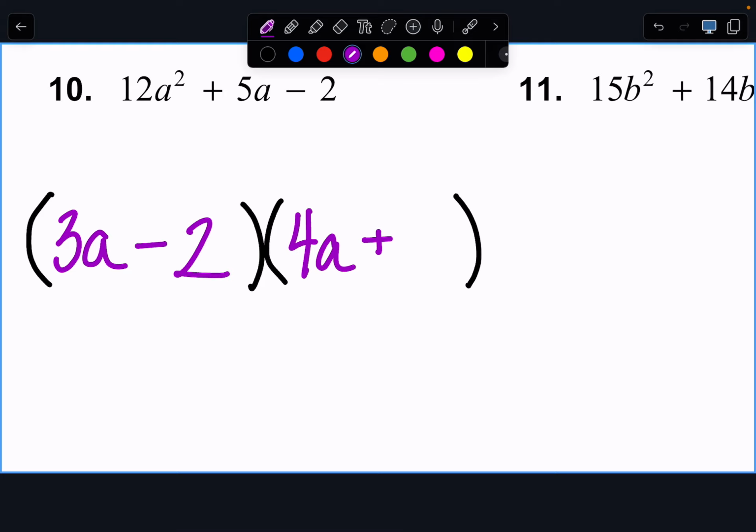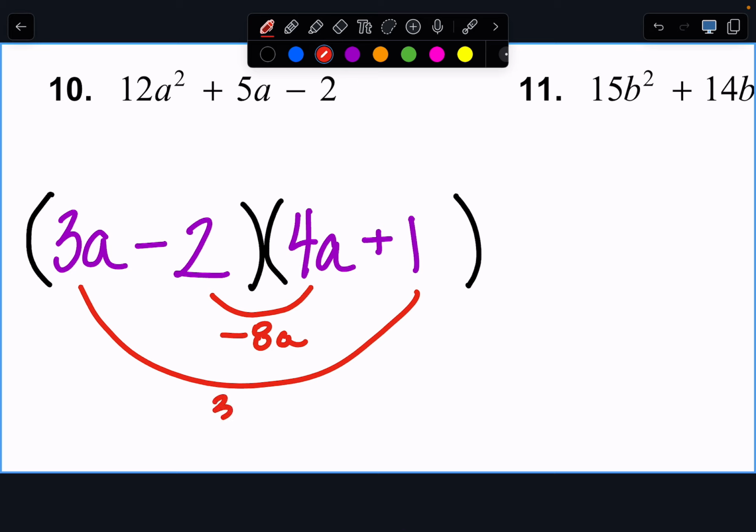Oh, you think it's backwards, so we should do this? Okay, well, let's try this. This gives me negative 8a, and this gives me 3a. No, but it's like reverse. It's just opposite, right? So let me give you some advice.